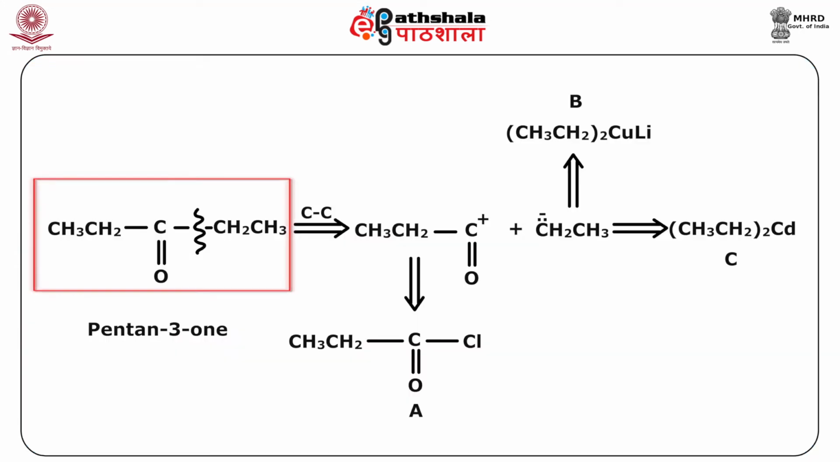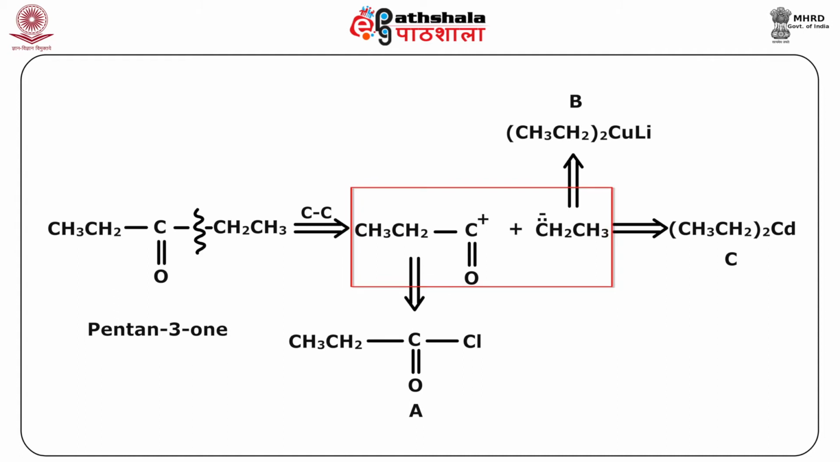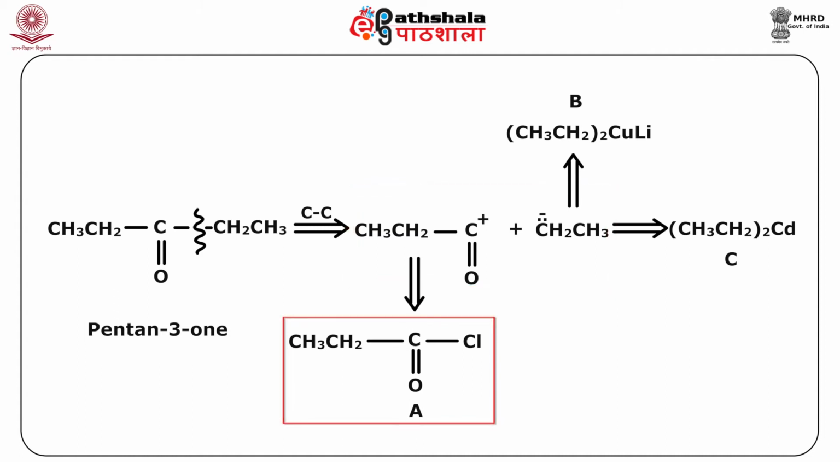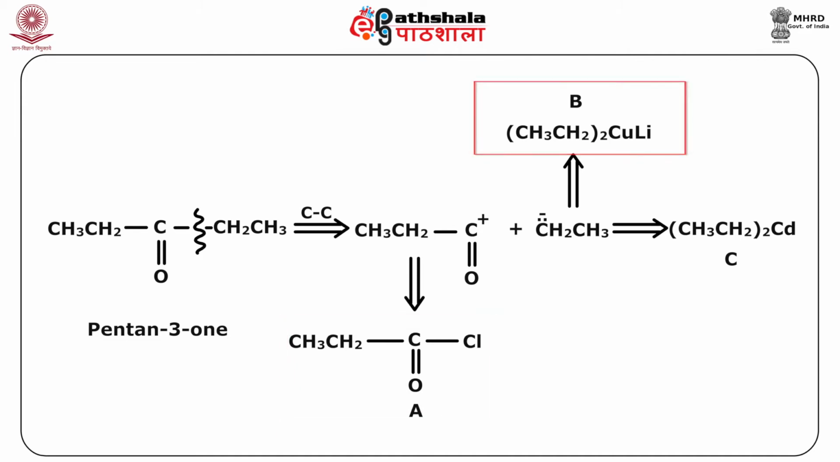Retrosynthetic analysis of pentan-3-one undergoes heterolytic cleavage of the carbon-carbon bond, where one carbon is the carbonyl carbon, leading to the formation of a cation and an anion. The cation portion can be obtained from acyl chloride and the anion from lithium dialkyl cuprate or organocadmium compounds, because we have seen that the reaction with the metal leads to the formation of a carbon with the negative charge, forming a carbanion. The synthetic approach involves the synthesis of pentan-3-one by two methods.